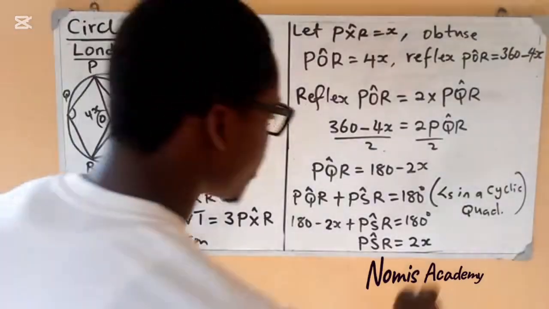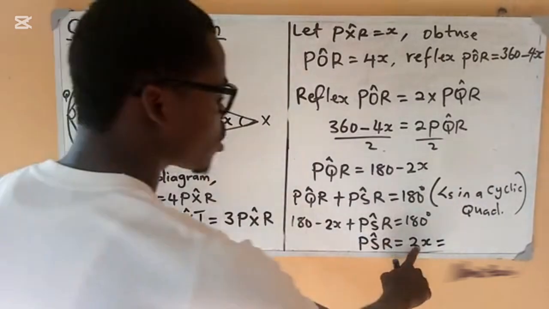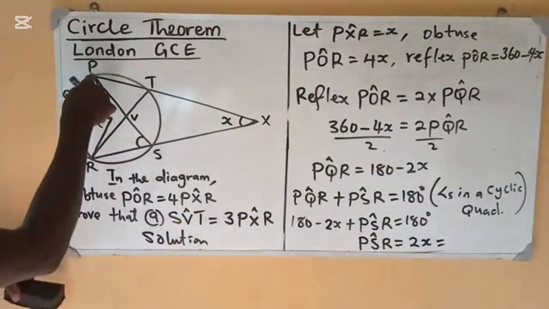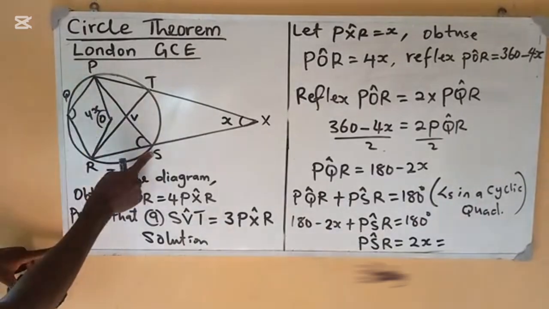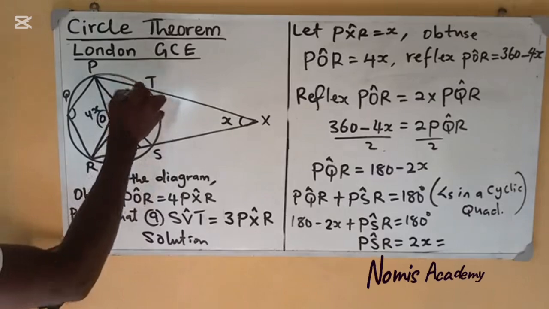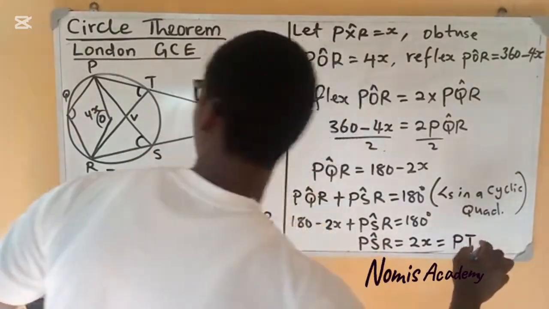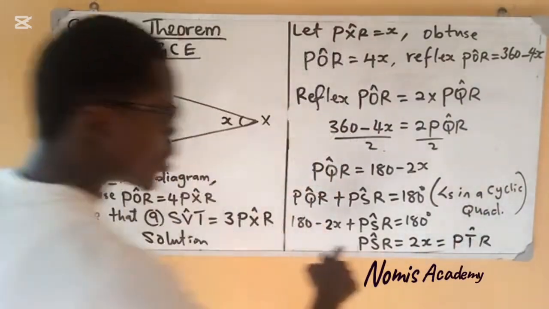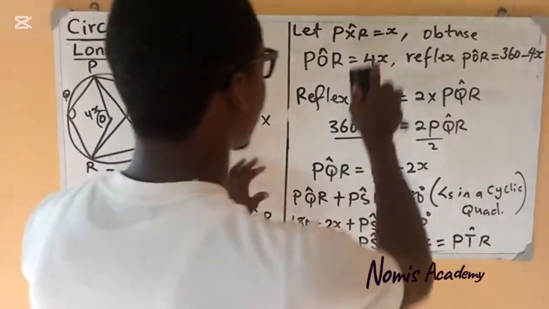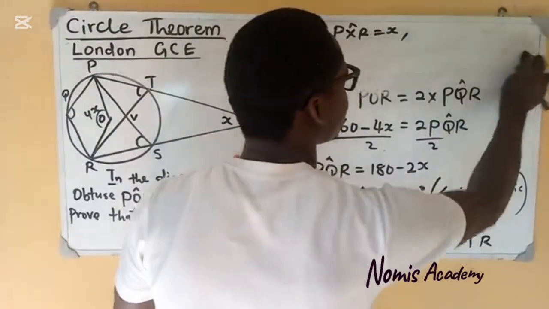Okay, let's proceed. Similarly, PTR is also equal to 2x when we apply the same idea. As you can see, the same arc subtends an angle at S and also at T, meaning that the angles at T and S are equal. So PTR is also equal to 2x. Now let's clean this other side. I'm not going to clean this statement, so we can proceed from there.